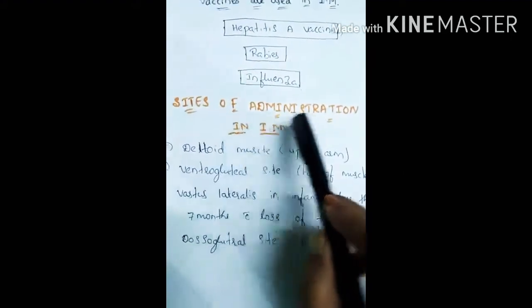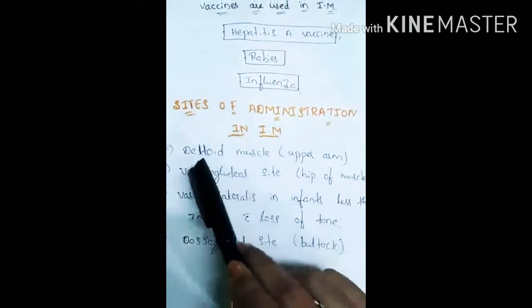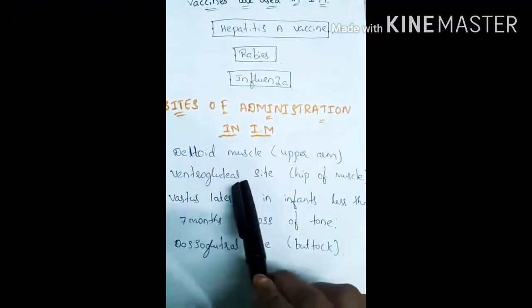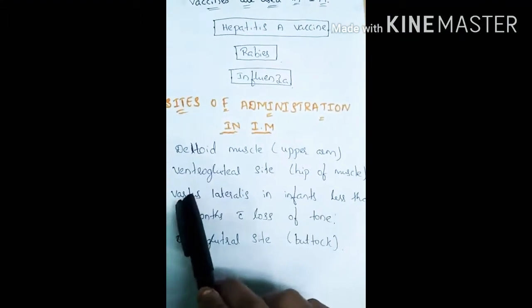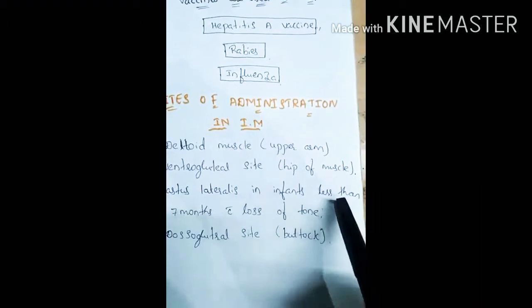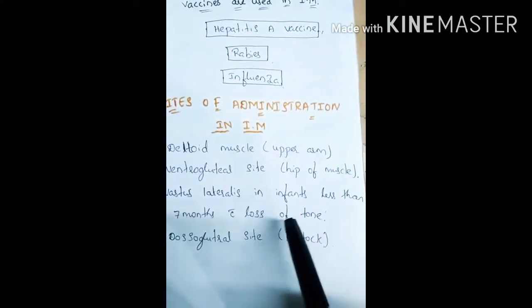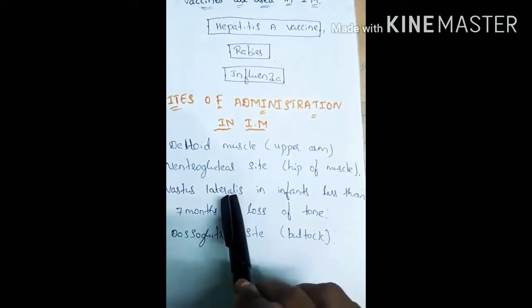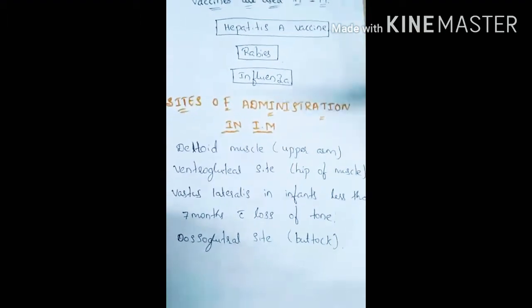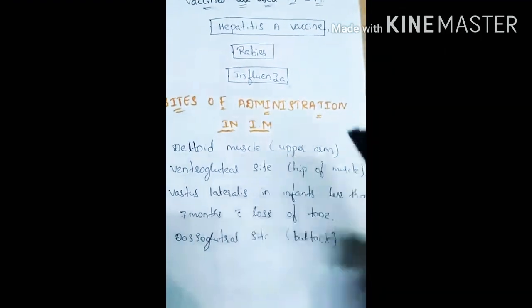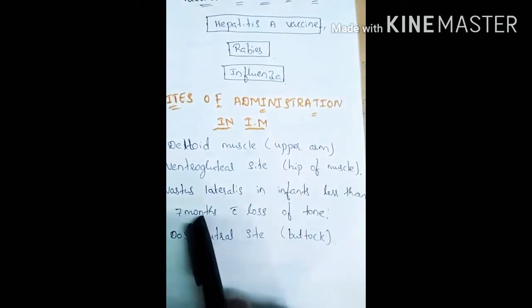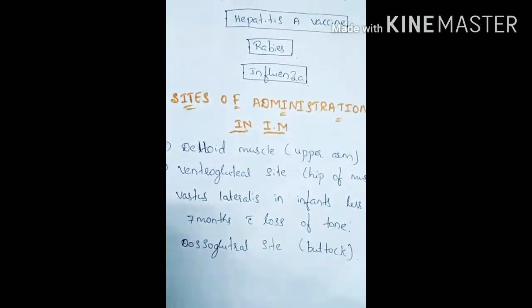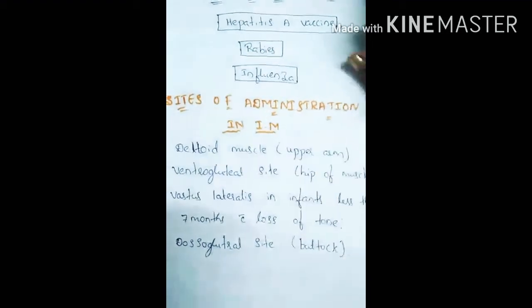So, sites of administration in IM: the deltoid muscle in the upper arm, the ventrogluteal site at the hip, and the vastus lateralis in infants less than 7 months with loss of tone. Here the vastus lateralis is a muscle in the thigh, so in infants below 7 months we can administer the drug there. Next, the dorsogluteal site, which is the buttock.